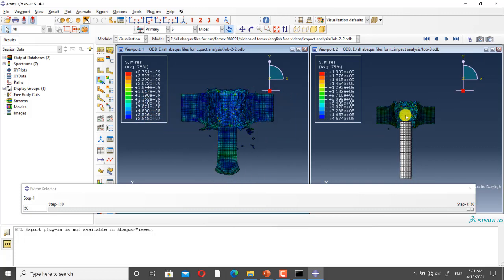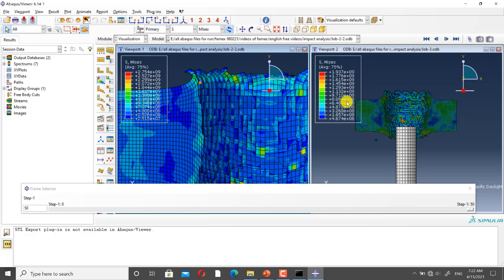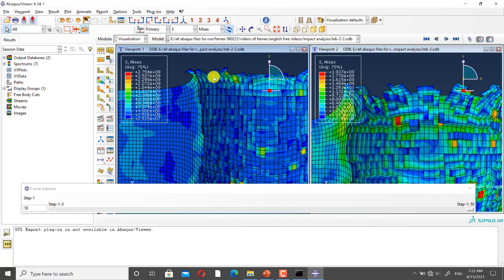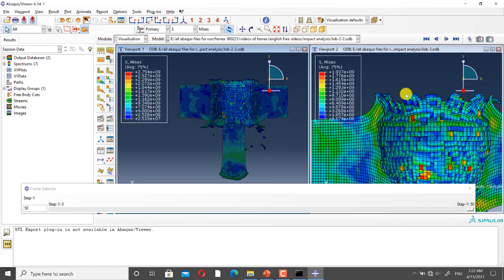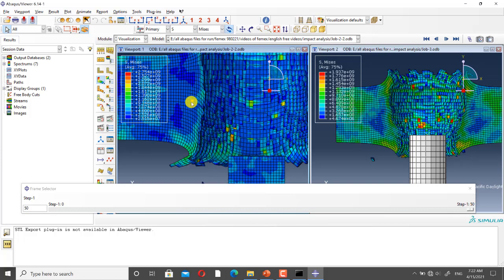You can see the difference between two simulations. In the modeling process, the only difference between the two models is the material and rigid constraint of the projectile. Here, the projectile is deformable. Here, the projectile is rigid. And you can see the difference in the pattern of damage in the target. And all of the results will differ.